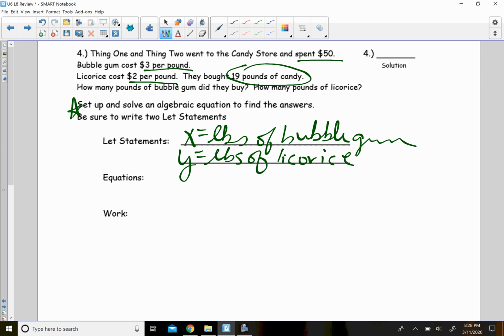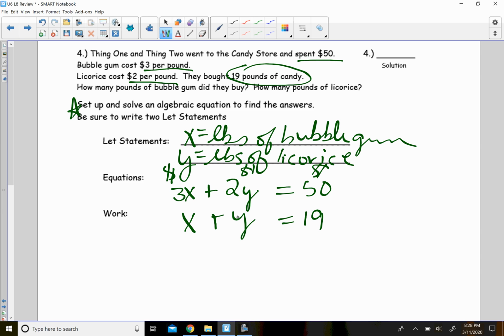So my two equations boil down to I have things about money and I have things about the number of items. If they spent $50 total, that is made up of $3 times the number of pounds of bubble gum, which is x. In addition to that, $2 per pound of licorice, so $2 was paid y times to equal the 50. So the money stuff equals the total money. The 19 pounds is again a total. The pounds made up of all the pounds of bubble gum plus all the pounds of licorice to get 19 total.